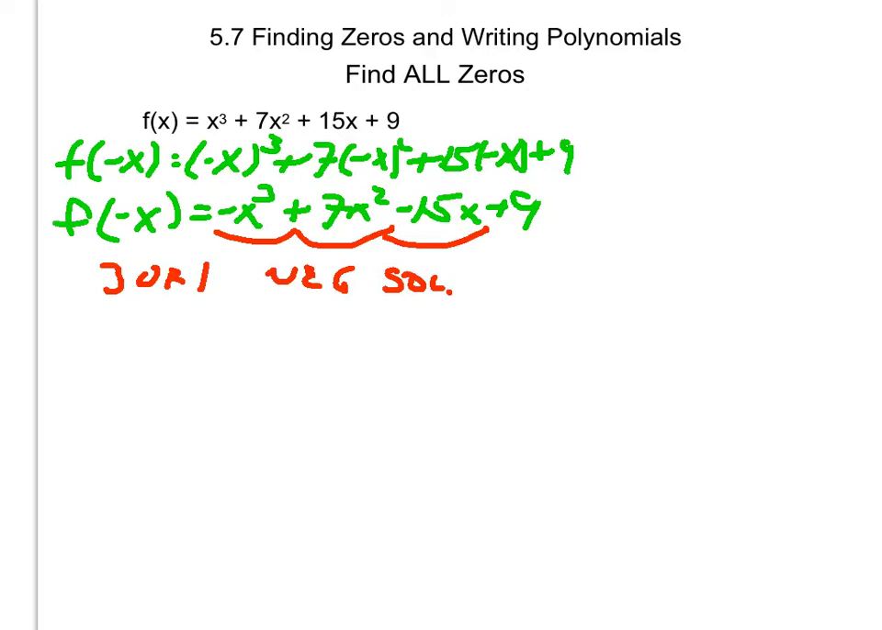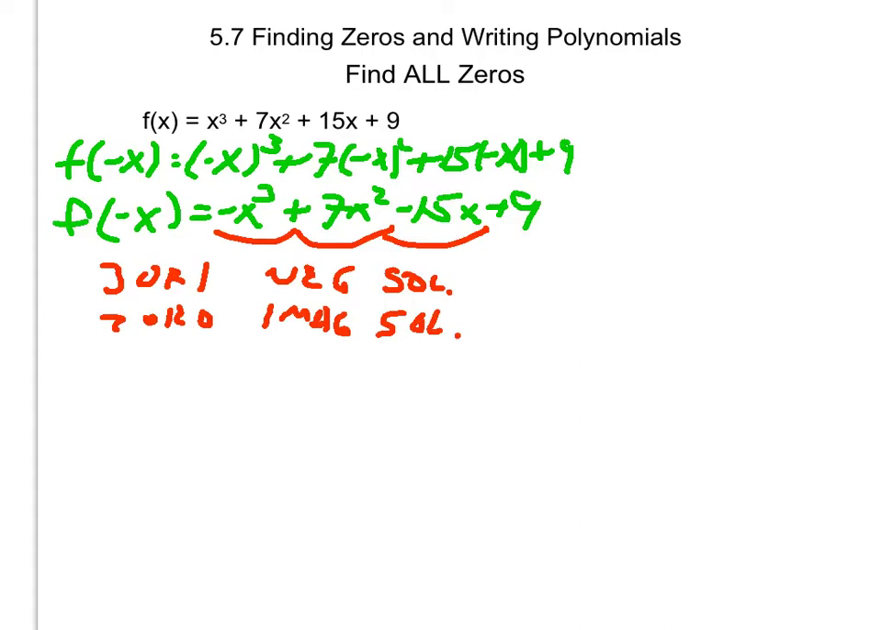And since our number of solutions need to add up to the biggest exponent, which is third power, we can also expect to have 2 or 0 imaginary solutions. We won't have any positives.